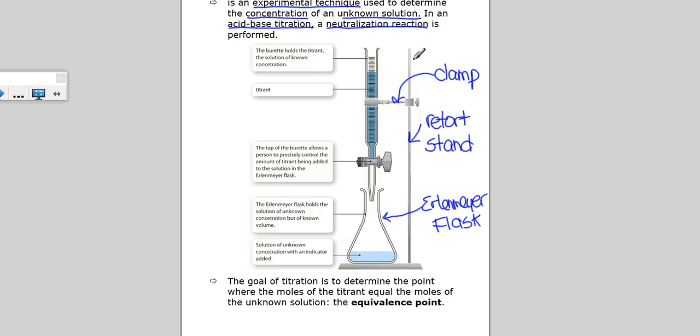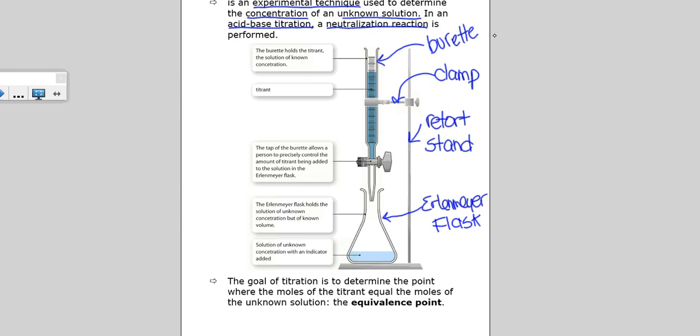This piece of equipment up here, it's very long. It's probably about 70 centimeters long, 80 centimeters long. It's made out of glass, and it's called a burette. So think of a graduated cylinder, but it's a lot more narrow.